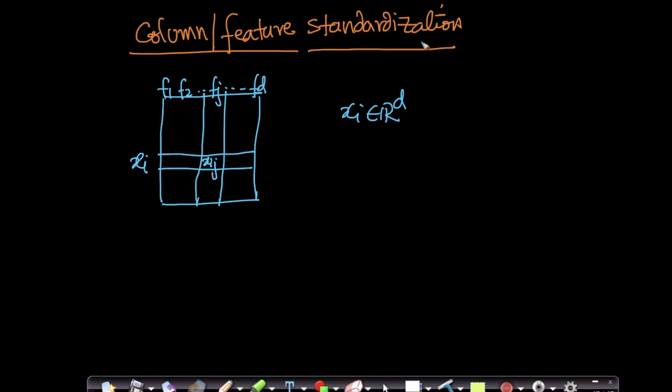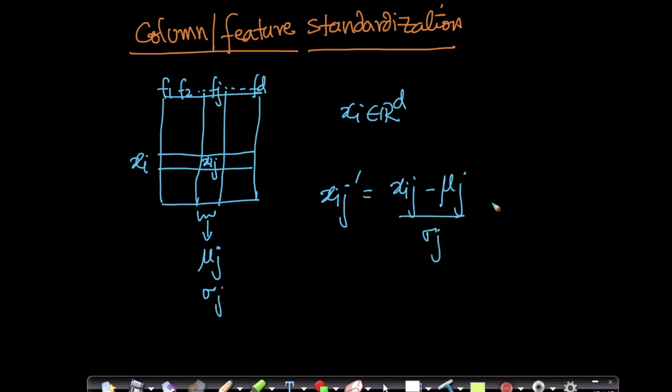If you remember column standardization or feature standardization, what do we do? We transform each point xij as, so this is the modified point. From xij, we subtract the mean of this feature. We take all of these values in this column, compute the mean, and we also compute the standard deviation. The sigma here is not the sigmoid function, it's the standard deviation for this feature. This is called data standardization, or very specifically, column standardization or feature standardization.